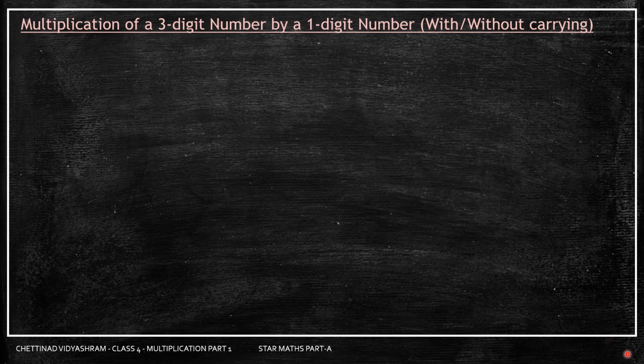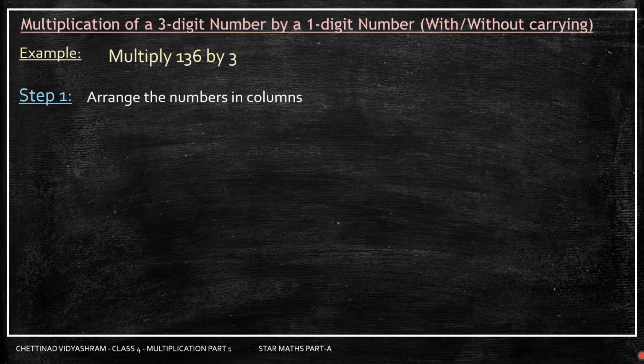Multiplication of a 3-digit number by a 1-digit number with or without carrying. Example: multiply 136 by 3. Step 1. What is step 1 as usual? Arrange the numbers in columns. So let me arrange it in the column.